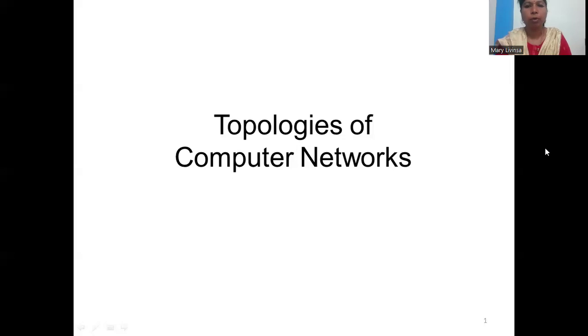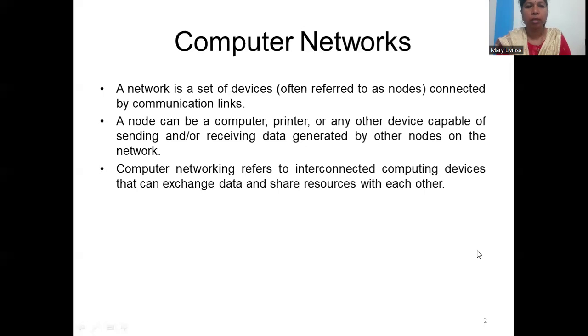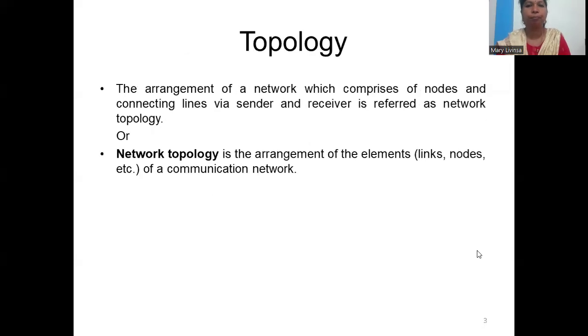Let's see the topics about topologies of computer networks. What is a network? A network is a set of devices, often referred to as nodes, connected by communication links. A node can be a computer, printer, or any other device which is capable of sending or receiving data generated by other nodes on the network. So a computer network refers to interconnected computing devices that can exchange data and share resources with each other.